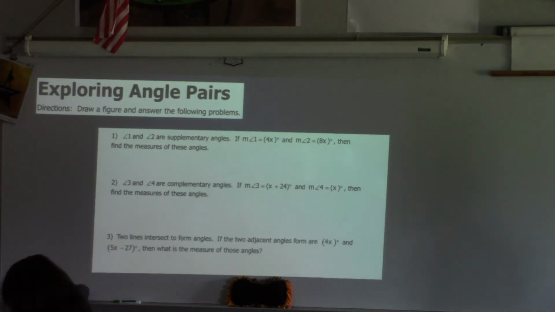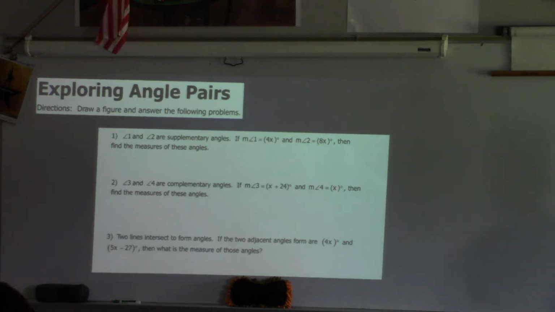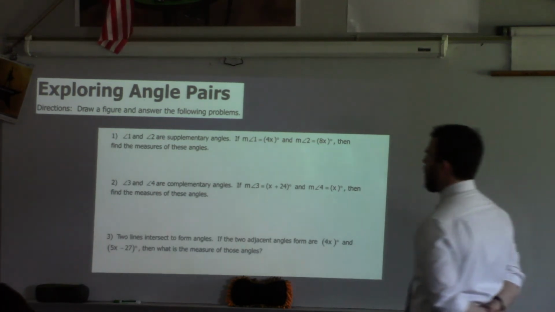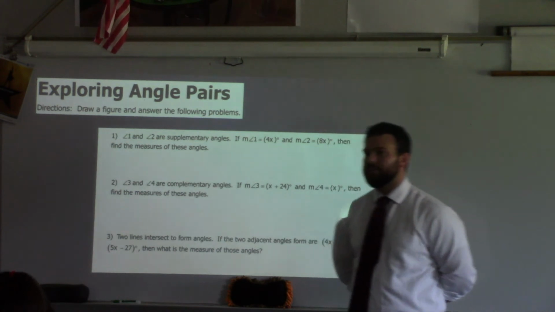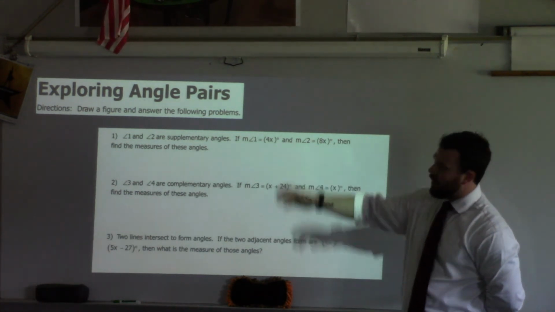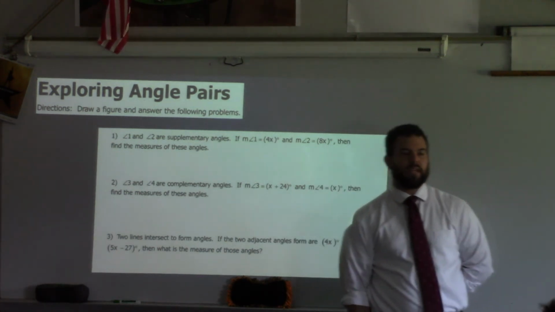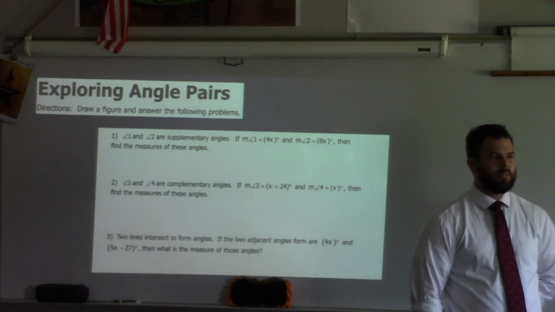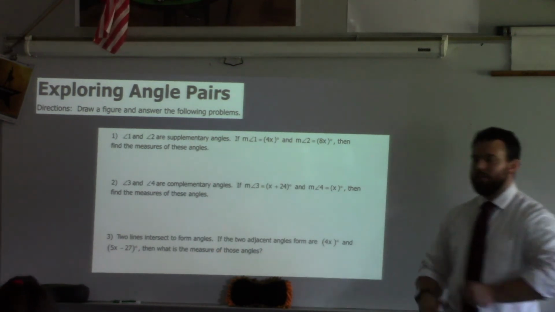What else does it tell us to do with these problems? What are the directions? Look at the directions at the top of the page under exploring angle pairs. Draw a figure and answer the following problems. So, if I'm looking at number 1, there are supplementary angles. What does that mean? They add up to 180.